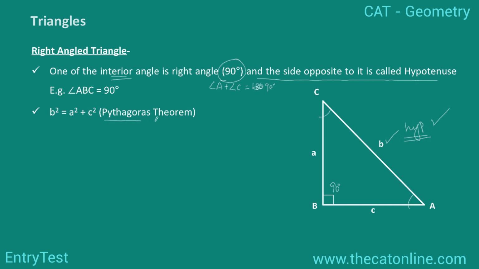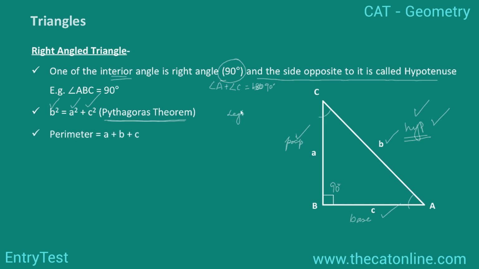I can apply Pythagoras theorem in a right angle triangle. The theorem says the length of the hypotenuse square will be equal to the sum of squares of base and perpendicular. So one side will be taken as base, another side will be taken as perpendicular. So base square plus perpendicular square is equal to hypotenuse square. The other two sides, base and perpendicular, are also known as legs. So you can use the word base or perpendicular, or I can use the word legs.